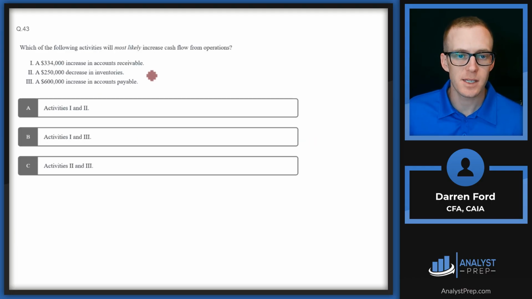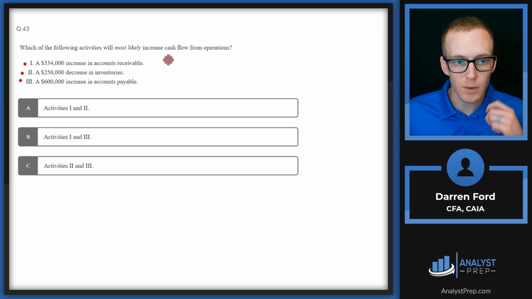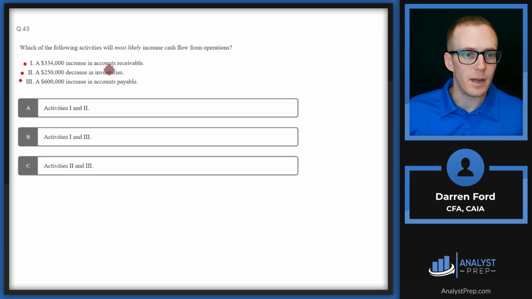C. Which of the following activities will most likely increase cash flow from operations? And we have 3 activities here, 1, 2, 3, and different combinations of these. So we need to look through these statements and pick which ones will line up best with increasing cash flow. Statement 1, a $334,000 increase in accounts receivable. This is going to decrease cash flow since these are essentially sales that we've made, but cash has not come in. That's what leads to an increase in accounts receivable. With cash not coming in, that's not going to increase our cash flow.